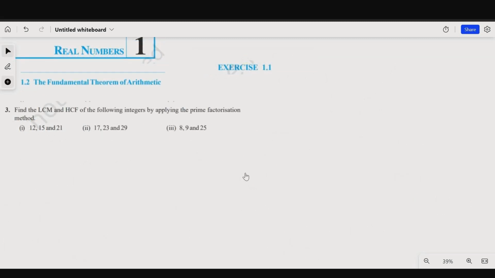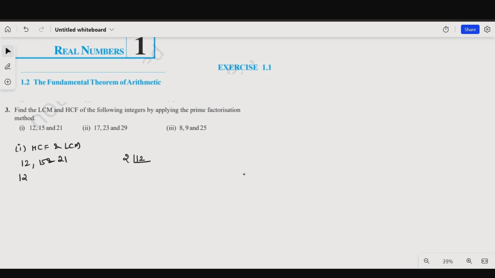Question number 3. Find the LCM and HCF of the following integers by applying the prime factorization method. So let's find the HCF and LCM of these three numbers. So the first question, 12, 15 and 21. So 12, let's find the prime factors of 12.